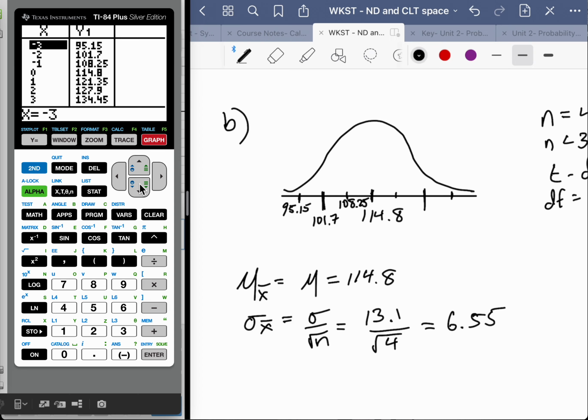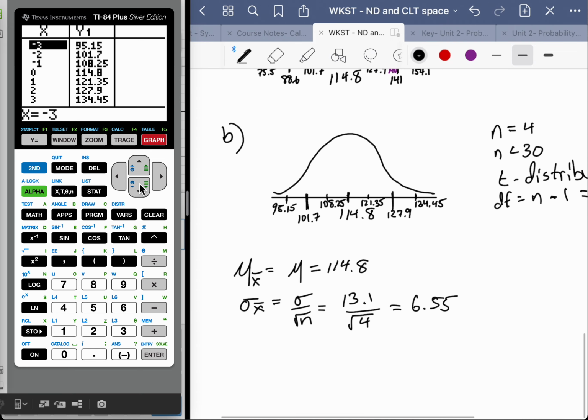This is obviously an academic problem because the numbers are too nice, but you get the idea. So 121.35, 127.9, 134.45. All right, and again, we're looking for x bar in this case being larger than 140. So that's going to be off the graph.